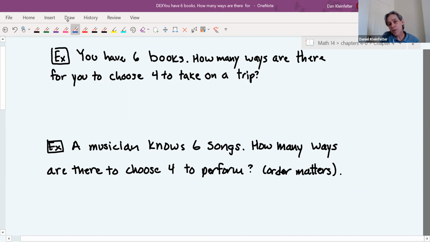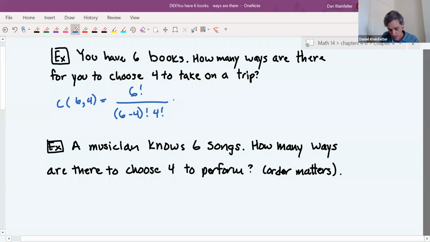So the order that the books are in doesn't matter, right? They've just gotten thrown in your suitcase. So it's combinations. Out of the 6 books, 4 need to be selected. Sometimes the hardest part on this is just deciding if it's combinations or if it's permutations. Okay, this is going to be 15 ways. Out of the 6 books, we're choosing 4 to take on a trip.